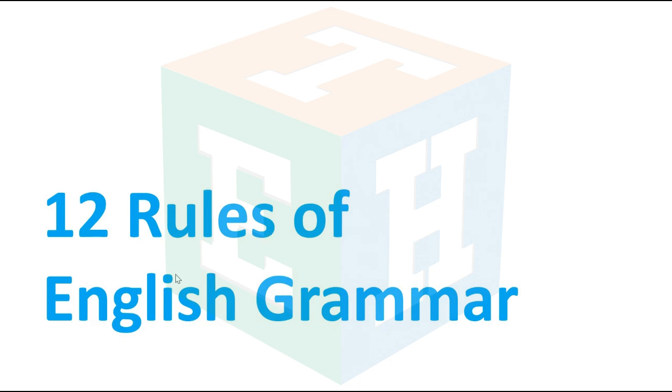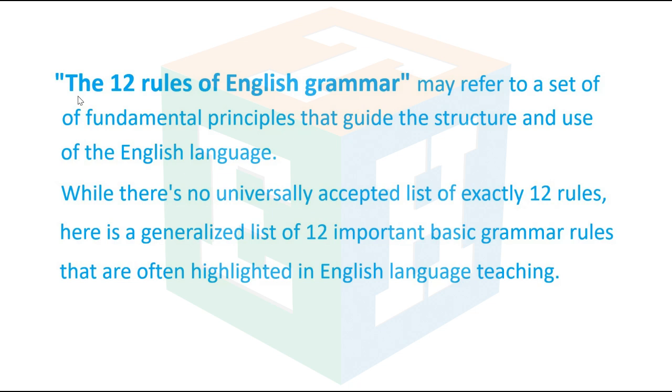In today's video, we're going to be looking at 12 rules of English grammar. So let's dive in. The 12 rules of English grammar may refer to a set of fundamental principles that guide the structure and use of the English language. While there's no universally accepted list of exactly 12 rules, here is a generalized list of 12 important basic grammar rules that are often highlighted in English language teaching.